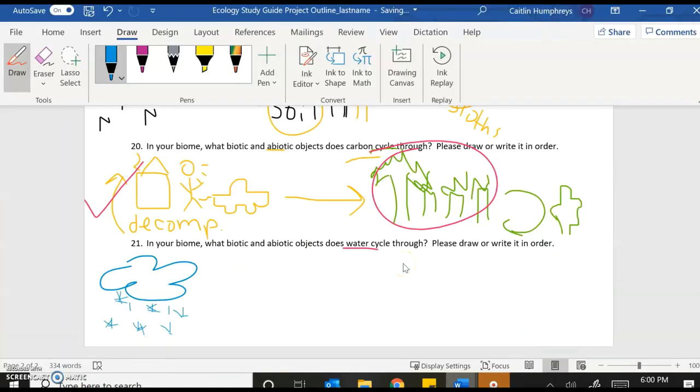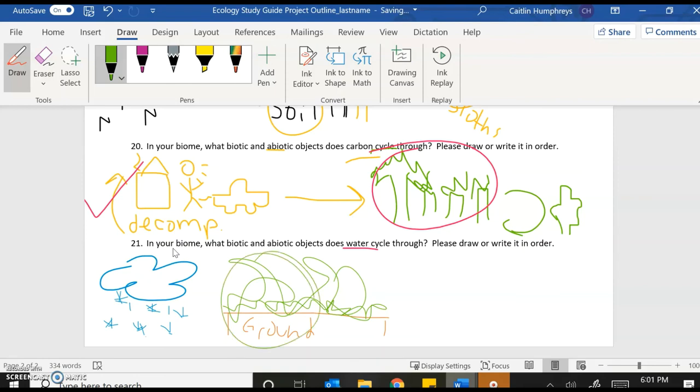Then we know that the water cycle is falling from the clouds to the ground. So we need the ground. This has to be specific to your biome. When it says ground, it needs to be representative of your ground. So if I'm in the rainforest, I should have a bunch of green, luscious leaves. It's all greenery. If I'm in the grasslands, my ground should be just grass. If I'm in the desert, my ground should be sand. This ground needs to represent your biome.